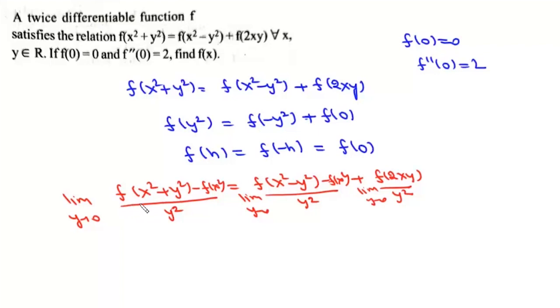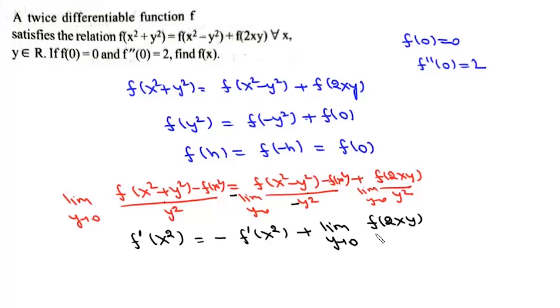Now this is derivative of this function at x square. So this is f dash x square. Now here, since this is minus y square, we'll put minus here, so this is minus, and this also is derivative at x square. This is right hand derivative and this is left hand derivative, and plus this limit y tends to 0, f(2xy) upon y square. Now if we put y as 0, f(0) is 0 and y is 0, so this is 0 upon 0 form.